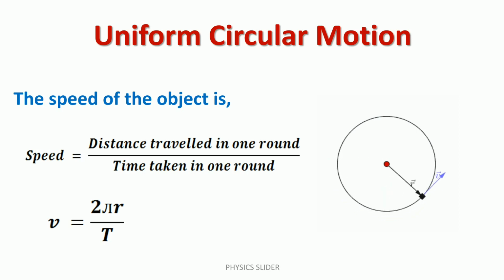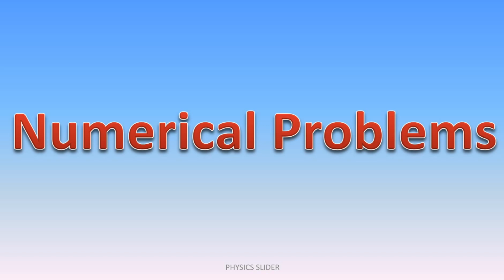The distance traveled by this car in one round will be equal to the circumference of the circle, that is 2 pi r. So the speed becomes v is equal to 2 pi r upon t. T is the time taken in one round. So the speed is v is equal to 2 pi r upon t. Now we will move to the numerical problems. So let's begin the numerical problems.